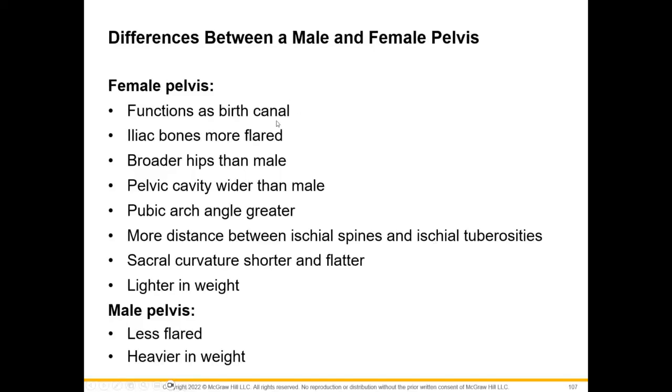The female and male pelvis are a bit different. The female pelvis does function as the birth canal. The iliac bones are more flared. There are broader hip bones than the male. The pelvic cavity is wider than the male. The pubic arch angle is greater. There's more distance between the ischial spines and the ischial tuberosities. The sacral curvature is shorter and flatter, and it's lighter in weight. The male pelvis is less flared and heavier in weight.